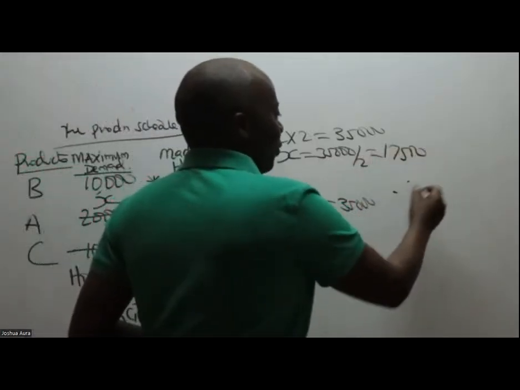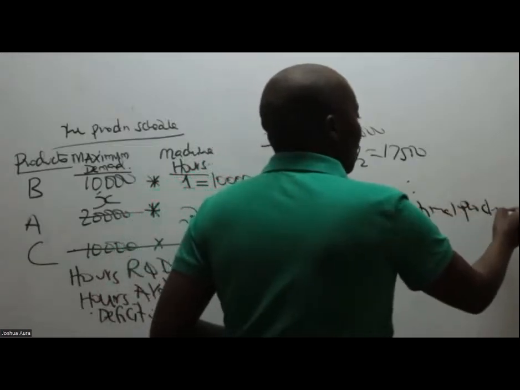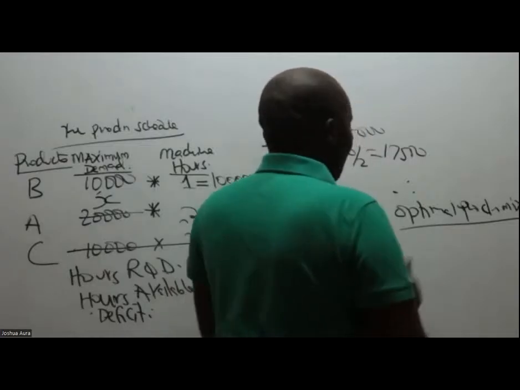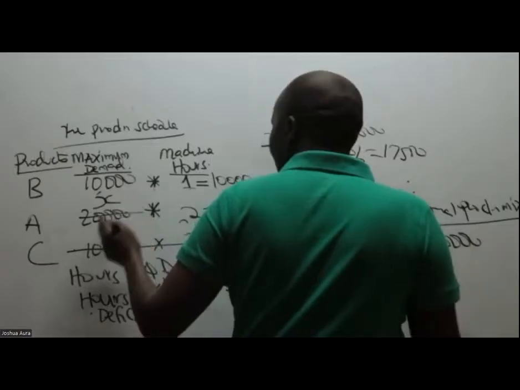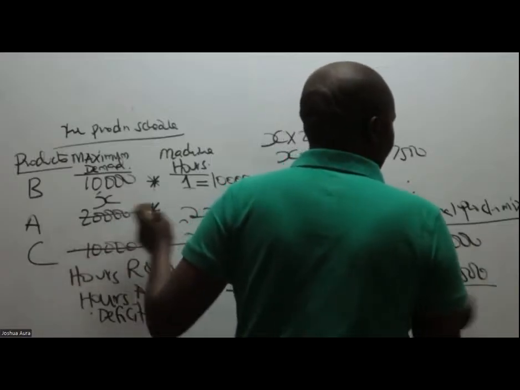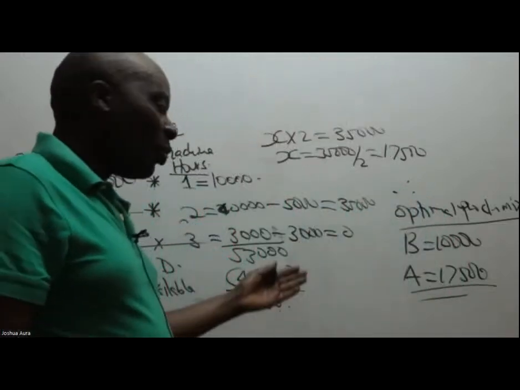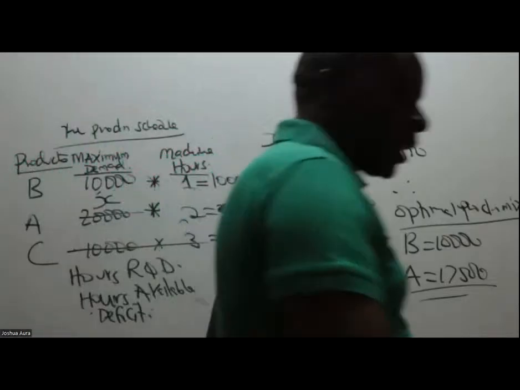And therefore the optimal production mix will be B, 10,000 units, and then A, 17,500. C, of course, is 0. And I'm so happy because I saw some of you getting this correctly. So you're doing limiting factor analysis.